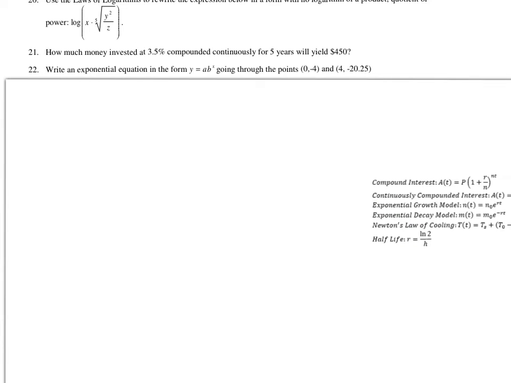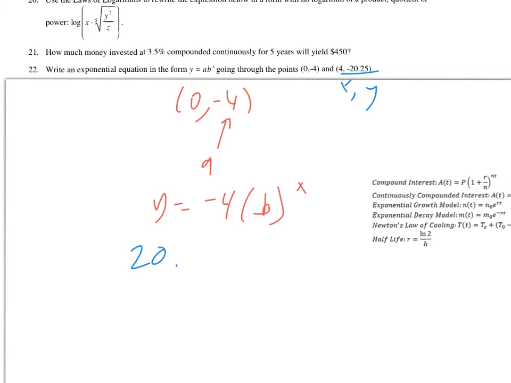All right, next up here, we want to write this in the form a b to the x. Now, I always know that a is the y-intercept in this form, so I know that this is a. And so I'm going to say y equals -4 times b to the x, and then I'll use the other point as my x comma y and plug in to find out what b is. That's -20.25 equals -4 times b to the power of 4. And so next up, I'm going to divide both sides by -4.